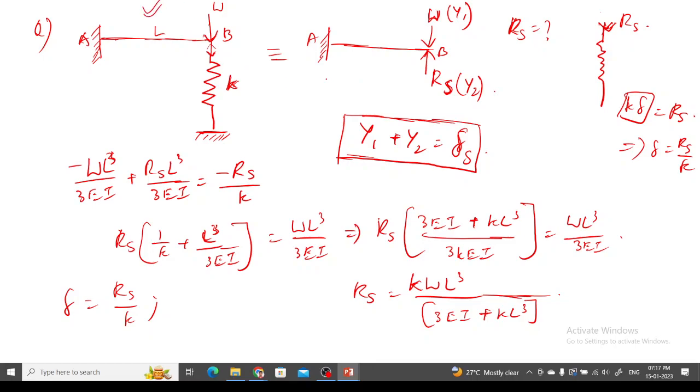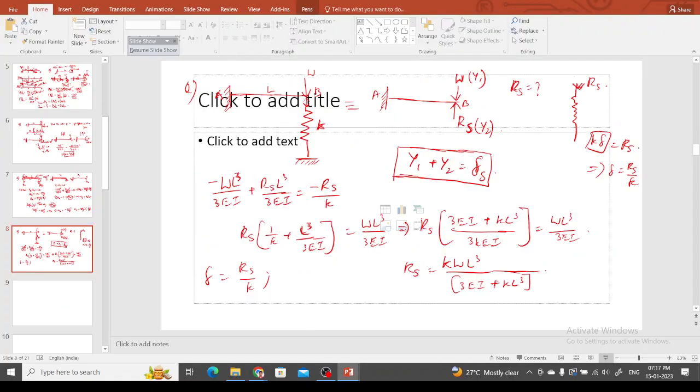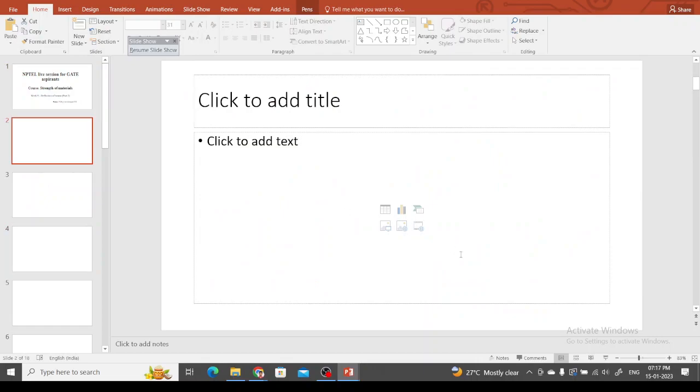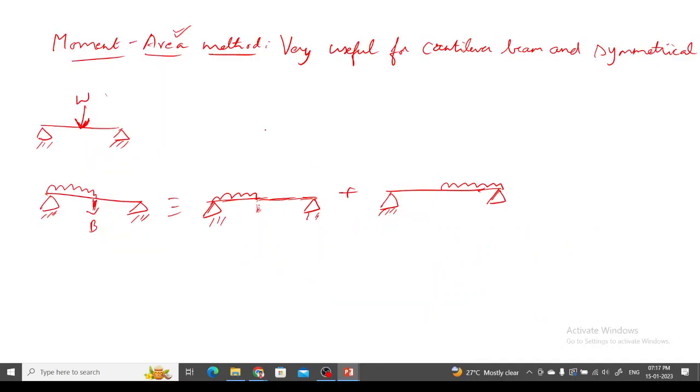But if I have a beam where I cannot easily find out the deflection in that way, then in that condition I have to go for this method.